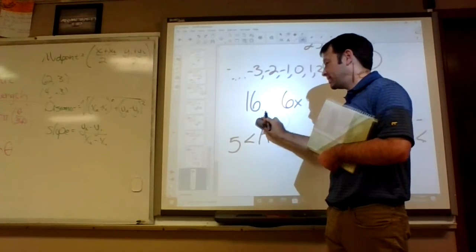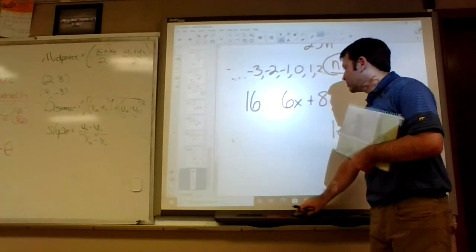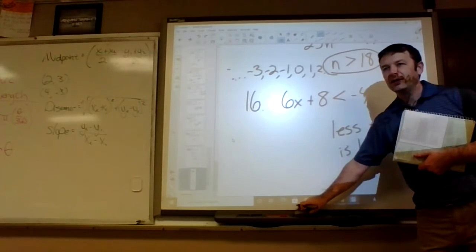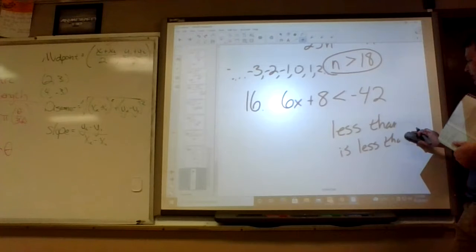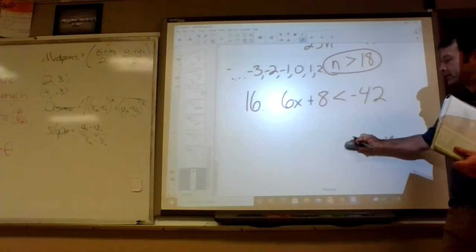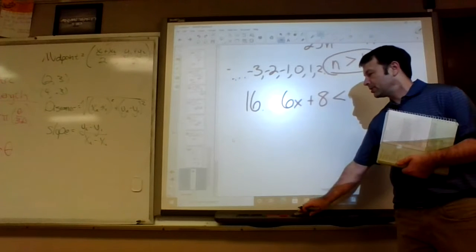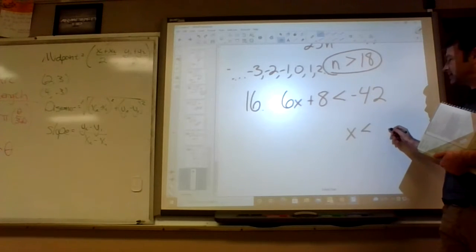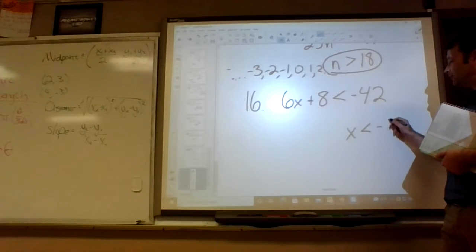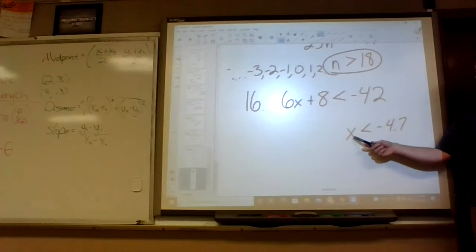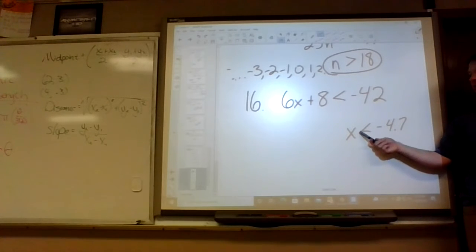Anyway, that's enough of that. So, okay, here's the problem on this one. I'm going to let you guys solve it. But it said that we need to use the largest integer possible for our answer. So what that means is you're going to get an answer something like x is less than, I'll make something up, negative 4.7.